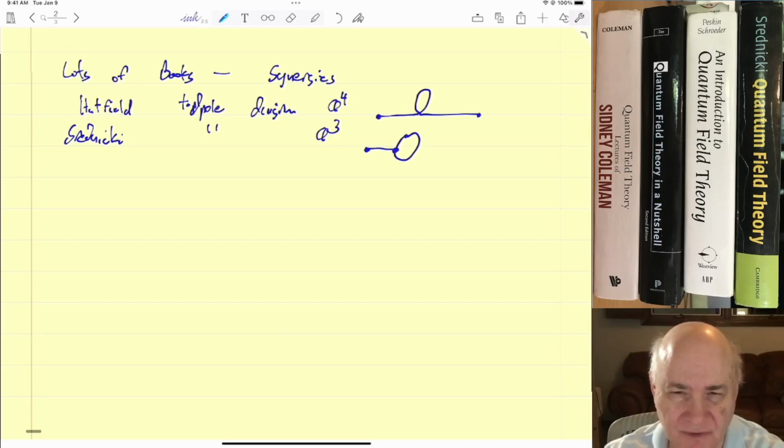I want to continue on with Hatfield, particularly to do the path integral and the Schrodinger functional approach. He's got some real nice chapters on these things.